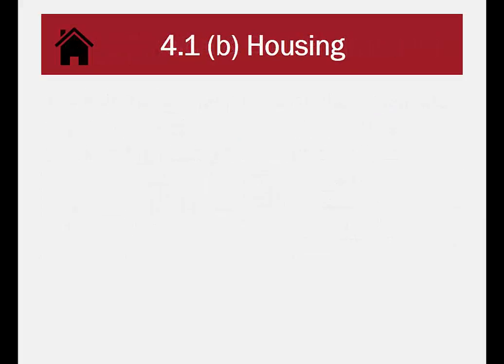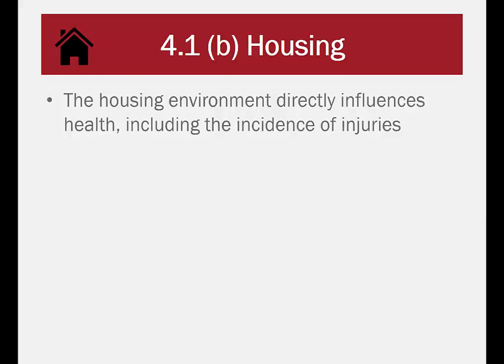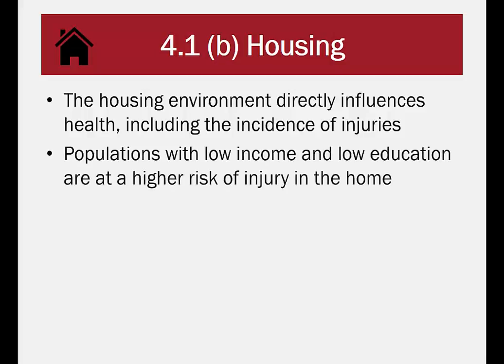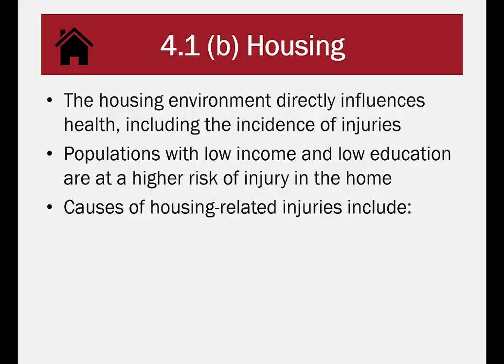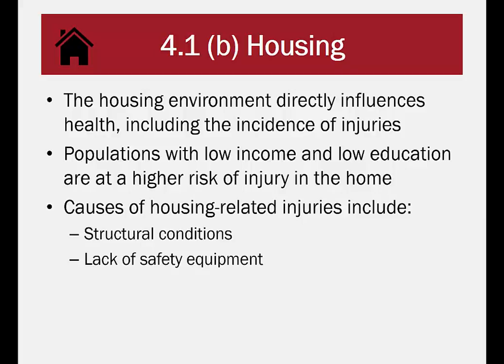Let's start with housing. The housing environment directly influences health, including the incidence of injuries. Research has identified a social gradient in housing and injury risk. That is, populations with low income and low educational attainment are at a higher risk of injury in the home. Causes of housing-related injuries include structural conditions from substandard housing, lack of safety equipment, low income, and chronic material deprivation conditions.